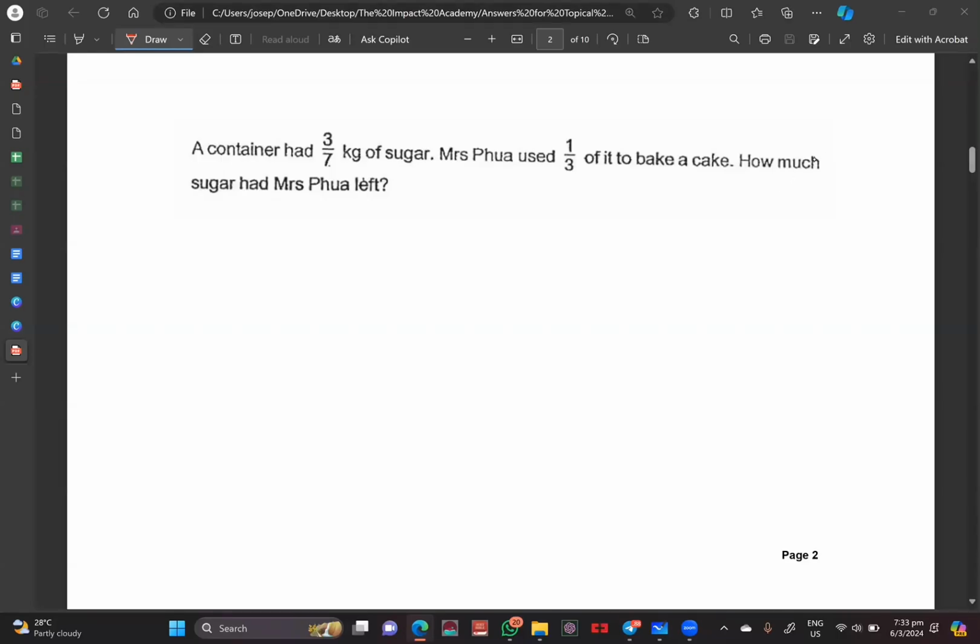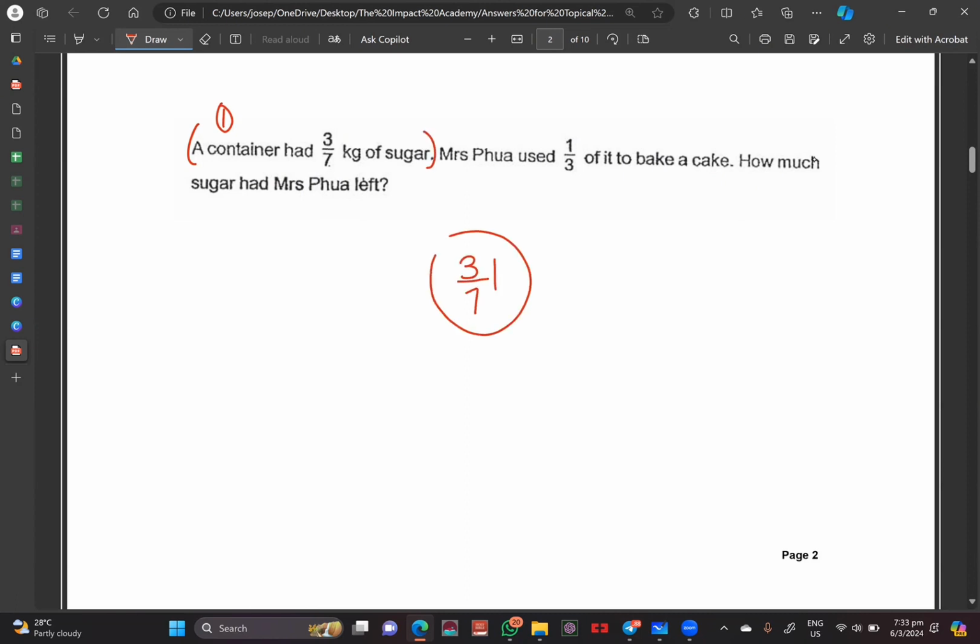Now, a container had 3/7 kg of sugar. So we know that the total is 3/7 kg. Am I making sense? What did Mrs. Pua say? Mrs. Pua says, I want to use 1/3 of it to bake a cake. You see, 1/3 of. What is the meaning of? It means I need to multiply. What do I multiply to? Of it. That means to say of the sugar.